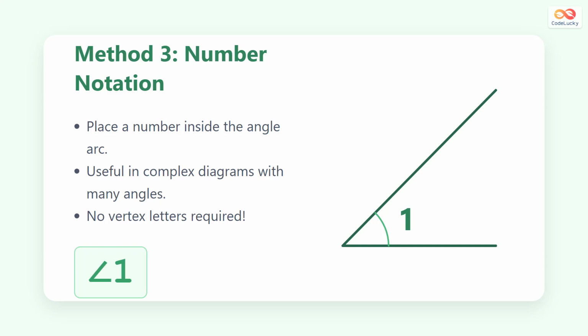In complicated diagrams or proofs, you might see a number inside the angle, like this one. We call this angle 1. This is just a label to make it easy to talk about the angle without writing out 3 letters every time. It does not mean the angle is 1 degree.